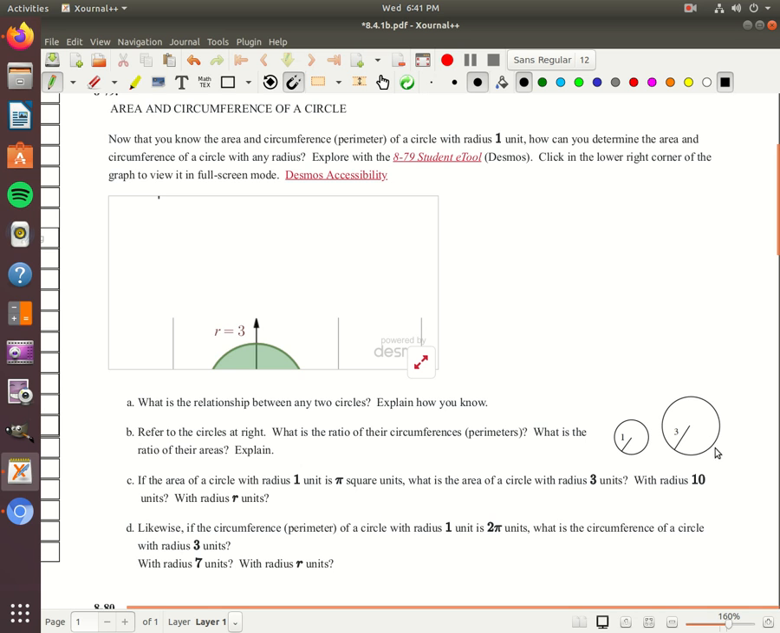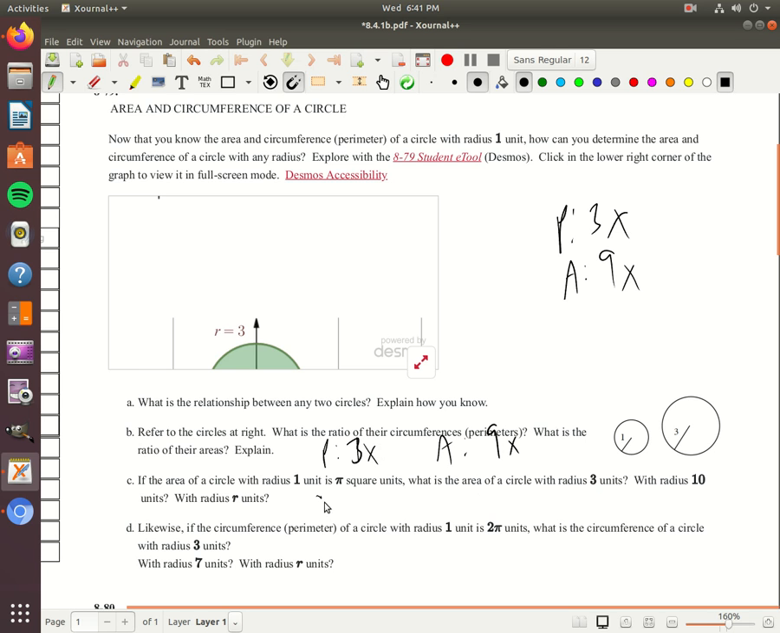Now, it says refer to the circles, right? What's the ratio of the perimeters? Well, it looks like the perimeter is 3 times bigger, but the area, well, it looks like it's 3 times 3. It looks like it's going to be 9 times bigger. I hope we're all in agreement there on the perimeter and the area. So again, the perimeter's 3 times bigger, but the area is 9 times bigger. So if the area of a circle with a radius of 1 is pi square units, what is the area of a circle with a radius of 9?